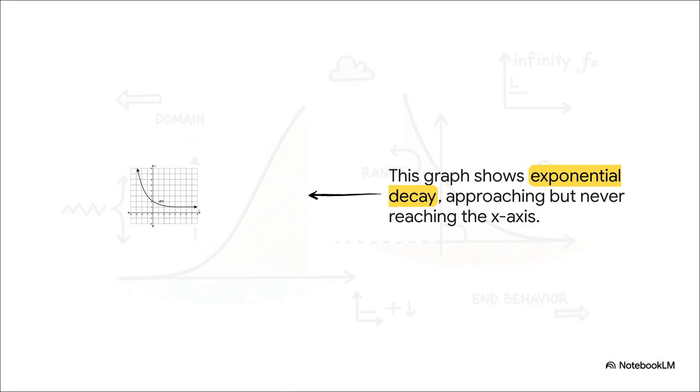This graph is a picture of that exact same thing. Just like the aspirin amount in our table, the value of this function keeps dropping. It gets closer and closer to 0, but it will never actually get there. The line y equals 0 is our horizontal asymptote again. It's the absolute floor for our function.